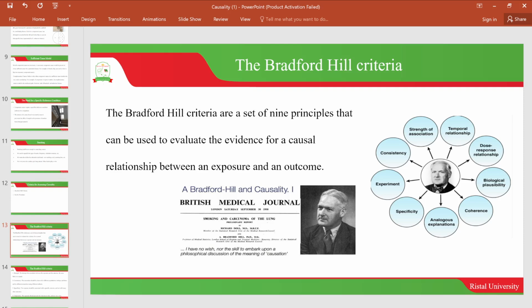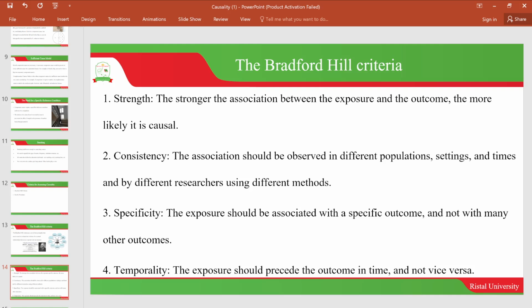So we start. The first one is strength. We are basically saying this principle: the more the exposure, the more the disease. If this is a graph, let me illustrate this here.